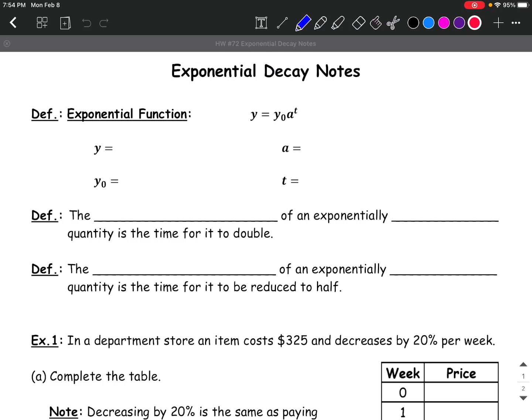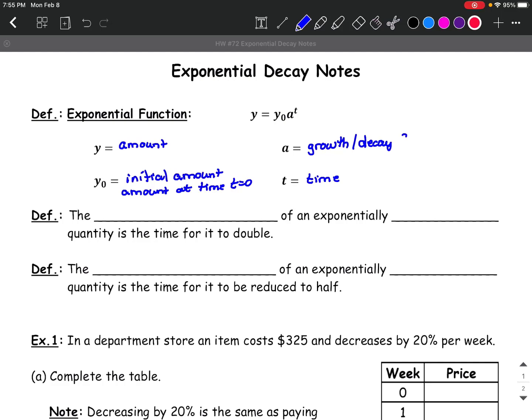So remember that an exponential function is in the form y equals y naught a to the t, where y is the amount that we have, y naught, that's y sub 0, is the initial amount, also known as the amount at time t equals 0. That's why it's y sub 0. That sub 0 is for time 0. T is our time, and A is our growth factor, or the decay factor, if we're decreasing.